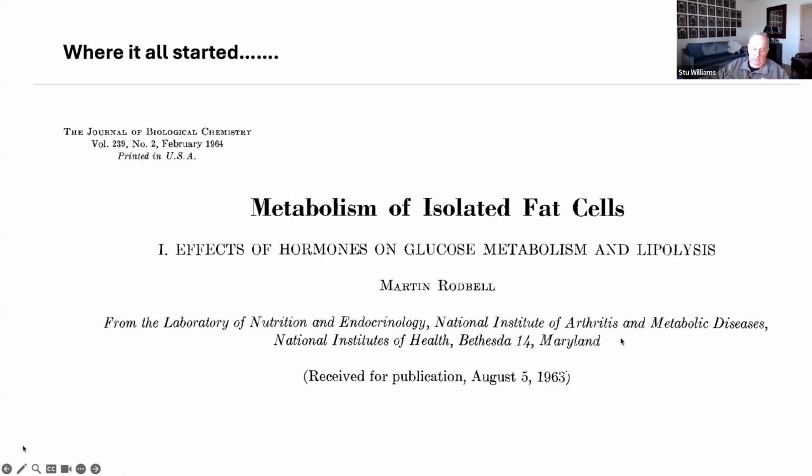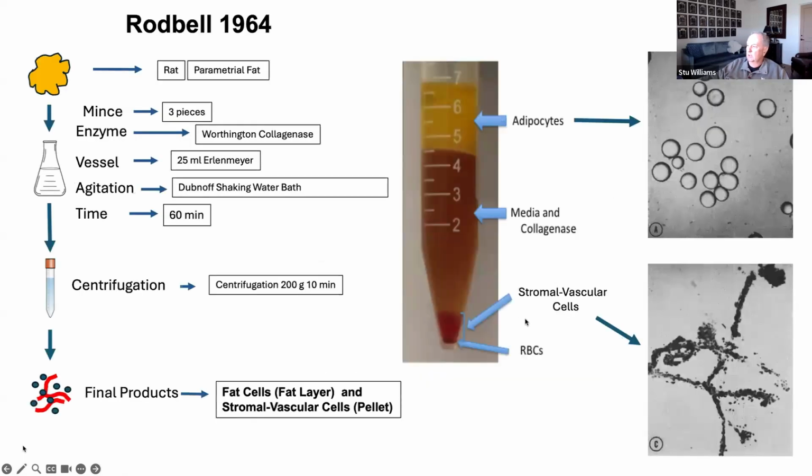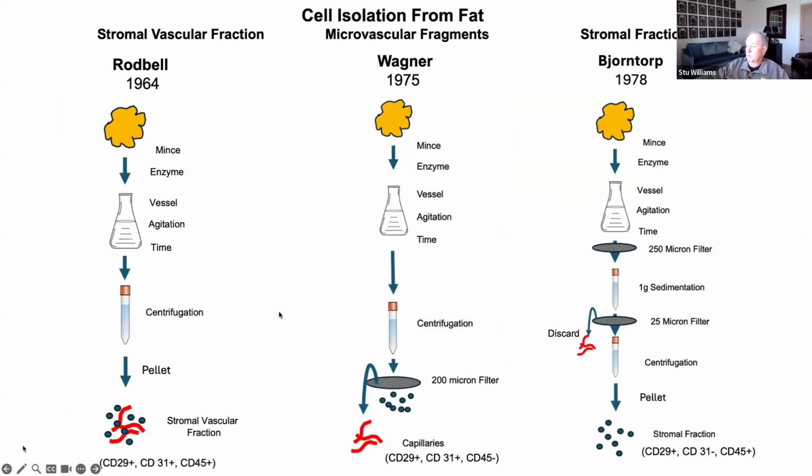It all started with Marty Rodbell, enzymatic isolation of cells, and he called these cells in the pellet stromal vascular cells. That's where it all began. It was fat: you mince it, treat it with an enzyme under agitation. The choice of that enzyme is important. He used a Worthington class 1 collagenase. That is the model enzyme mixture that we should still focus on today. It's centrifugation, no filtration, and then the final product is fat cells that he studied and the stromal vascular cells that he left up to the rest of us to study.